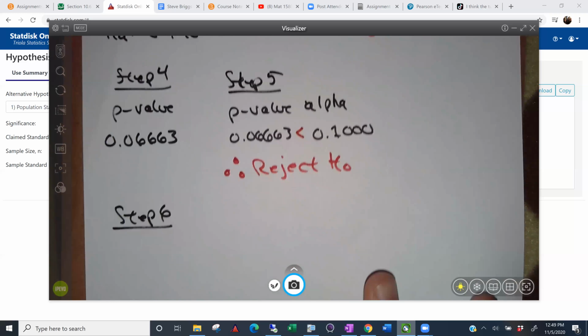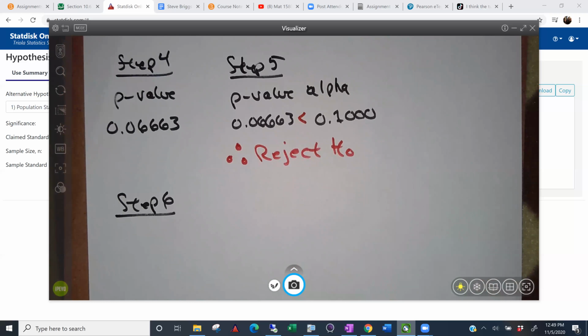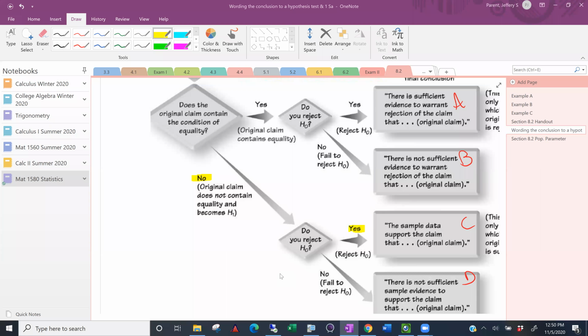Step 6. Let's figure out which one of our possibilities we're going to use for the wording of our conclusion. So give me a second to pull that up again. There we go. And I'll clean these out. Why don't you see if you can figure out for yourself and then put in the chat what you got. Put it to me privately. Which one of these, A, B, C, or D, is appropriate to state our conclusion?